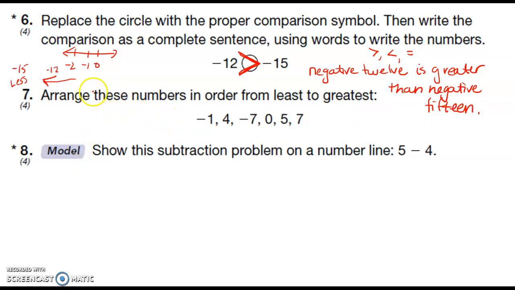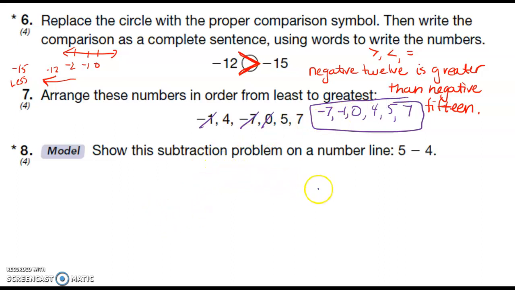All right, number 7, and I'm going to change colors just because I'm tired of red here. Arrange these numbers in order from least to greatest. Keep in mind our number line up here. So I have 0. I'm trying to find the least, the number that's the least. I think it's negative 7, so I'm going to start with that. And then do I have any other negative numbers? I have negative 1, so that'll be my next greatest. I have no more negative numbers, so it's going to be 0, and then 4, 5, and 7.